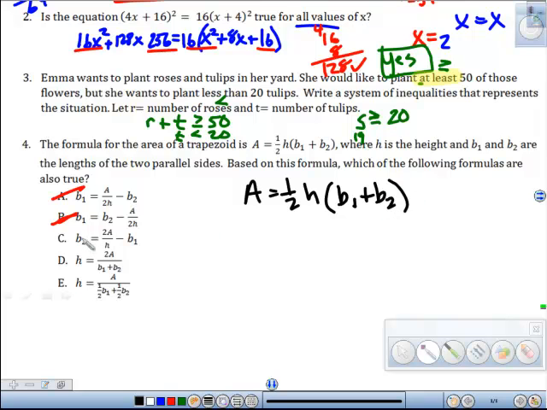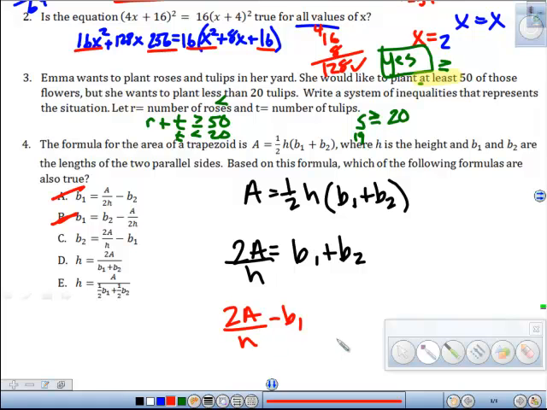So here I see b sub 2 is isolated. So I'm going to end up with the same general idea. I'm going to have 2a on this side, and then when I divide, I'm going to have h on the bottom, and then I have b sub 1 plus b sub 2. So how do I get the b sub 2 isolated? Well, if I subtract the b sub 1, I'm going to look at something like this. Okay, so let's see if this is what we have. We have 2a over h minus b sub 1. So this one definitely looks like what we got. So C would be one of the formulas that are also true.